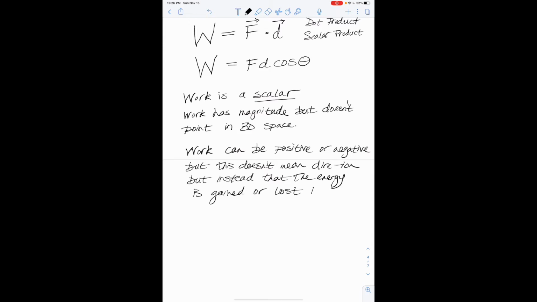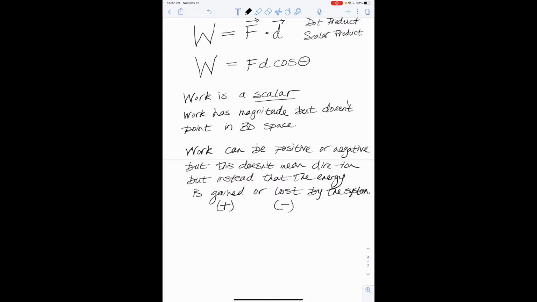Gained or lost by what? We can say by the system. So was the energy gained by the system positive work? Was the energy lost by the system to the environment negative work? All right. So work has these signs, doesn't point in three-dimensional space. It would be nonsense to say a change in energy pointed east or something along those lines.